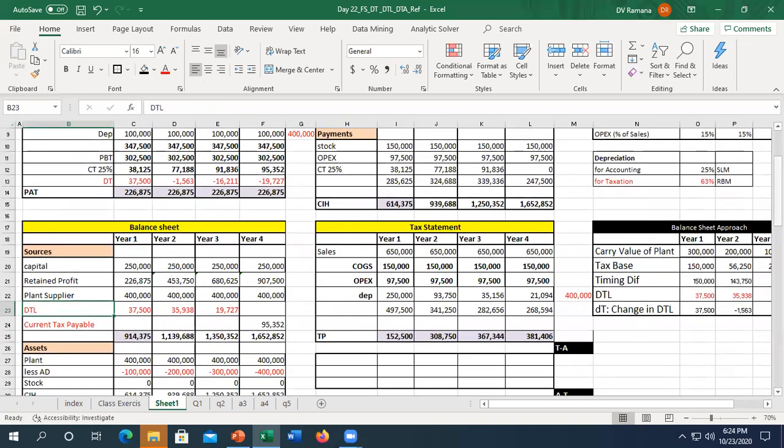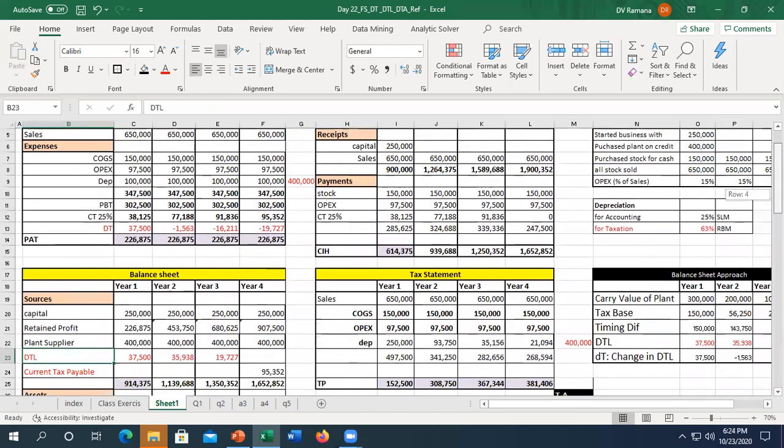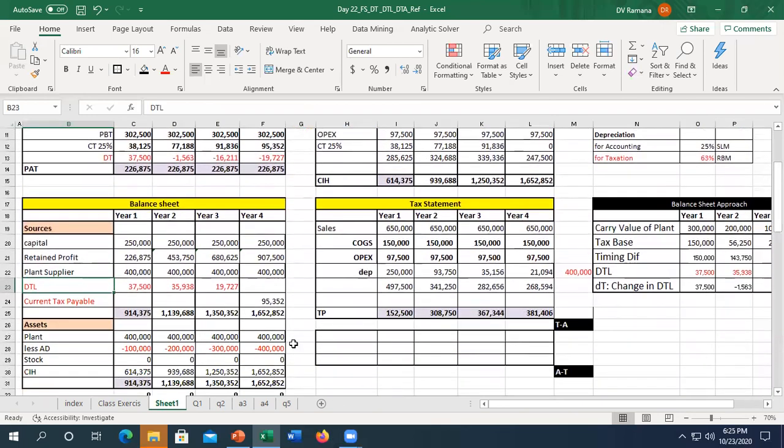Current tax payable is an actual liability that the company is bound to pay. If the business is closed in the fourth year, suppose the assets are sold off, the money received will be used to pay the 95,000 current tax, to pay off the plant supplier, and whatever money is left will be given to the shareholders. The company is not required to pay DTL, if any.